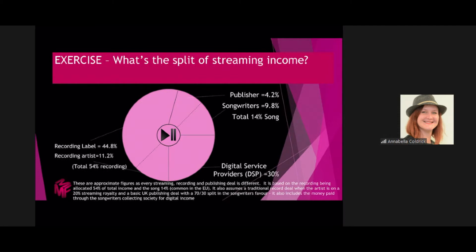So push is content which the subscriber, the fan, the user hasn't searched for. It's being pushed at you in the same way that, I guess, if you put the radio on, the DJ is pushing music at you, right? You haven't gone on and said, I want to listen to this artist, that artist. So it's through a playlist.